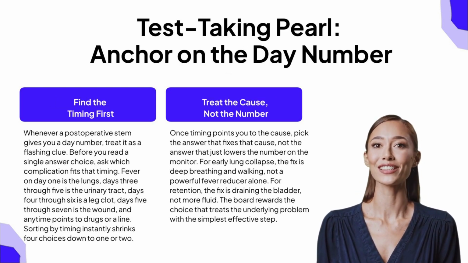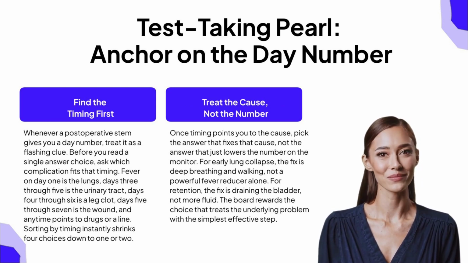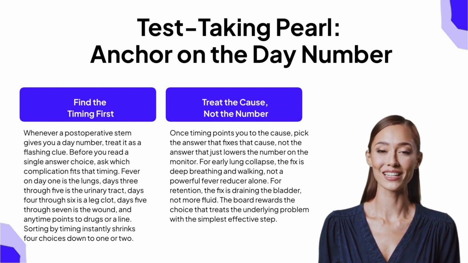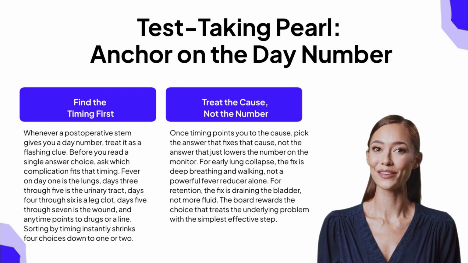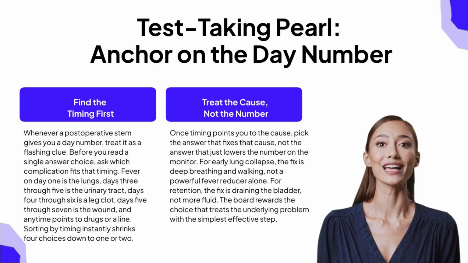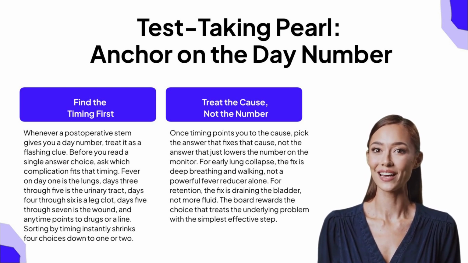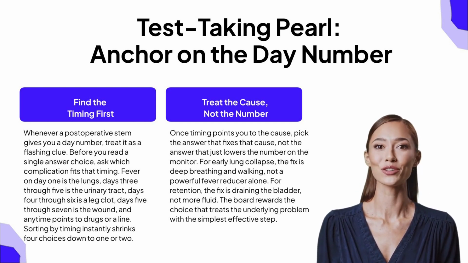Here is a pearl that ties this whole video together, and it is the single most powerful move for postoperative questions. Anchor on the day number. Whenever a STEM tells you how many days out from surgery the patient is, treat that number as a flashing clue. Before you even read the answer choices, ask yourself which complication fits that timing. For fever, day 1 is the lungs, days 3 through 5 is the urinary tract, days 4 through 6 is a clot in the leg, days 5 through 7 is the wound, and any time points to drugs or an infected line. Sorting by timing instantly shrinks 4 answer choices down to 1 or 2, and that is where easy points come from.